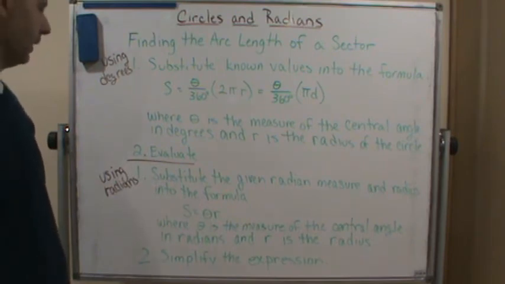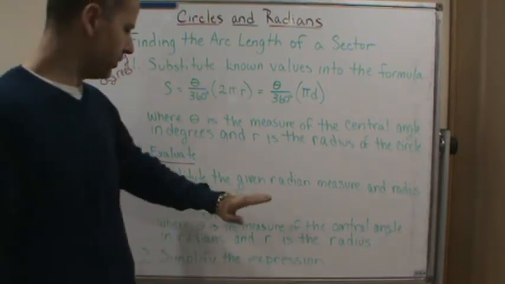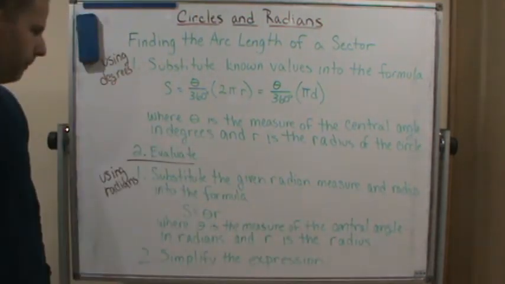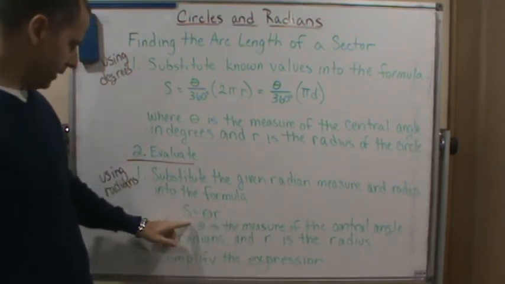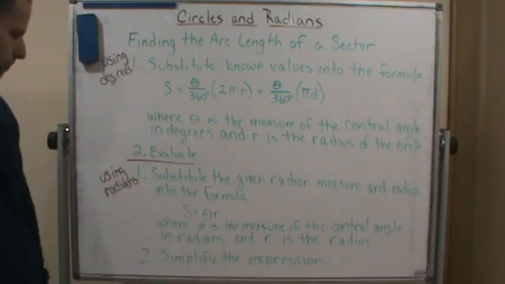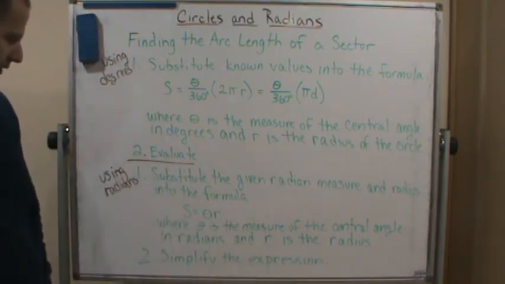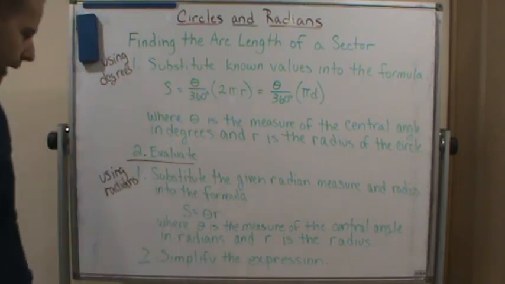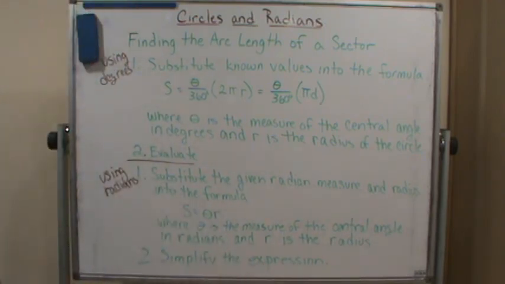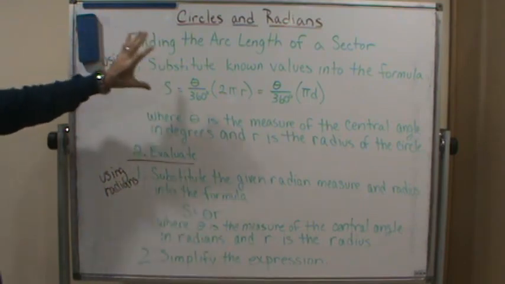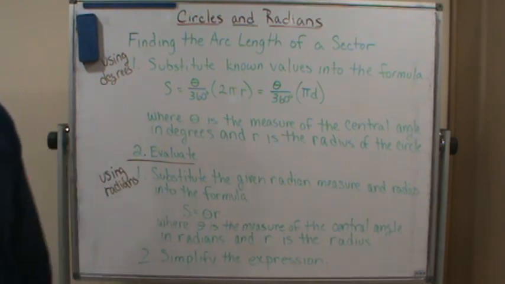That's it. Now, if you're using radians, then you substitute the given radian measure of the central angle and the radius into this formula, S equals theta times r, where theta is the measure of the central angle in radians, and r is the radius, and then all you do is simplify the expression. So either way, if you want it using degrees, you have to do this. Using radians, you have to do this. So let's do some examples.